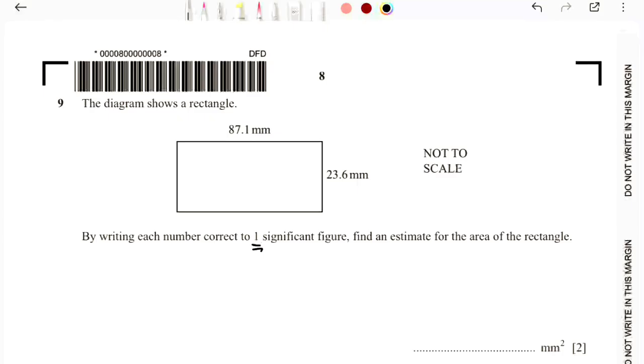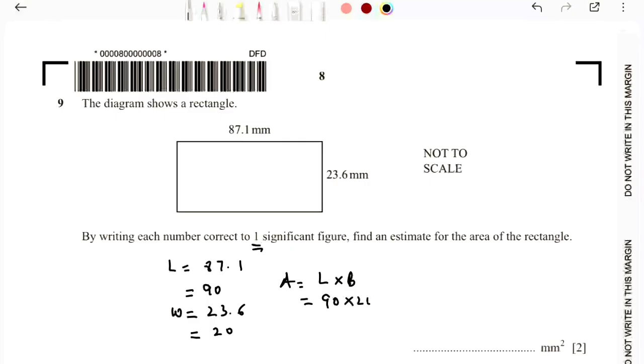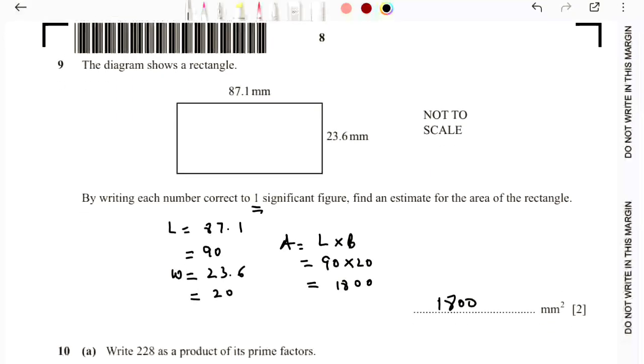First of all, we have to see length, that is equal to 87.1. After rounding it off to one significant figure, it would be 90, and the width would be 23.6, and this would be 20. So the area would be length into breadth, 90 multiplied by 20, it would be 1800. That would be the answer. Next question.